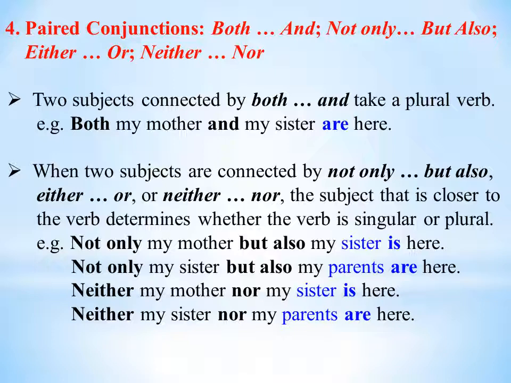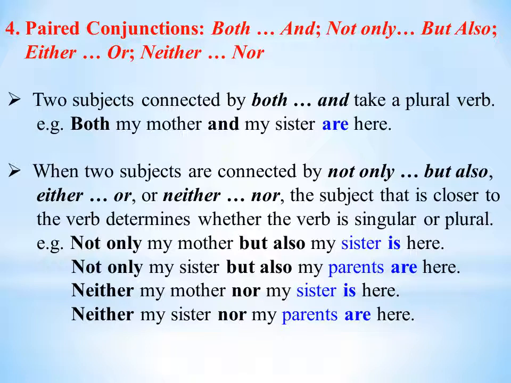Subtitle 4. Paired conjunctions: both and, not only but also, either or, neither nor. Two subjects connected by both and take a plural verb. Example, both my mother and my sister are here. When two subjects are connected by not only but also, either or, neither nor, the subject that is closer to the verb determines whether the verb is singular or plural.